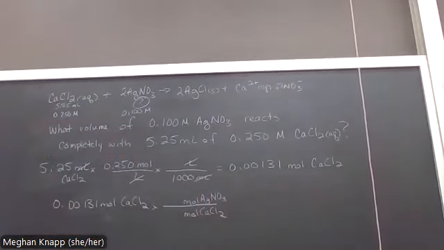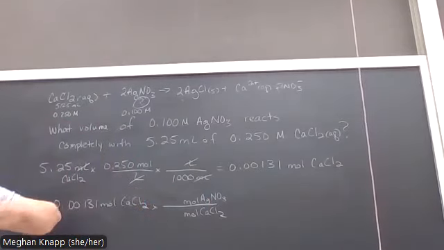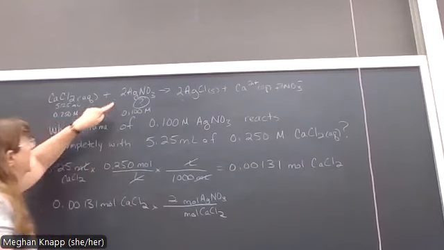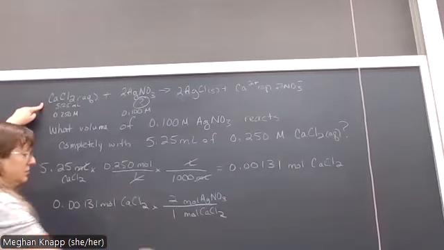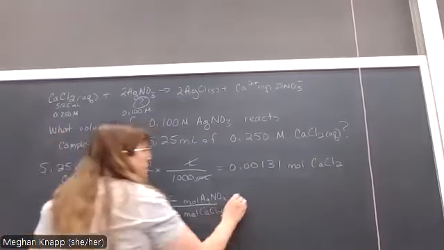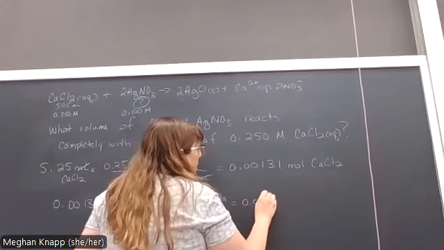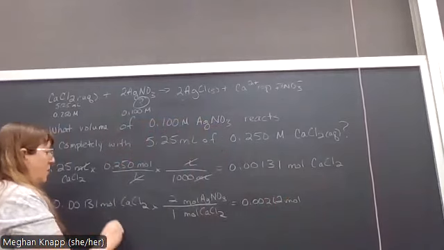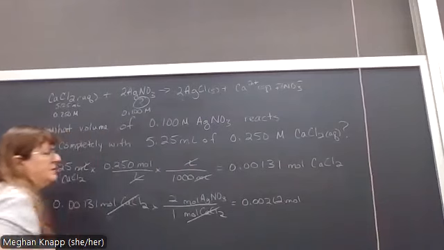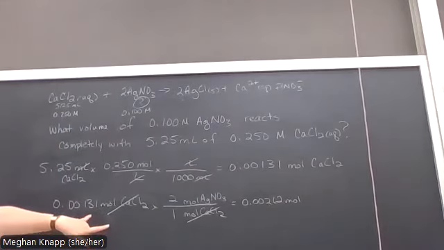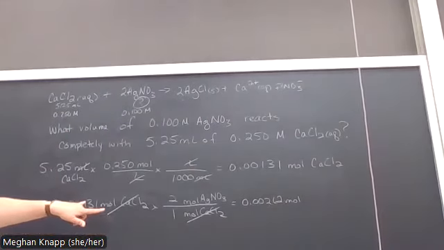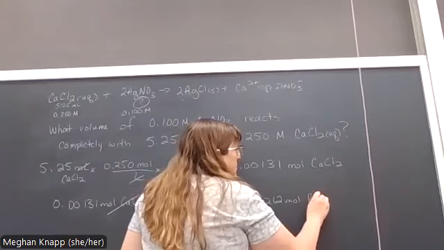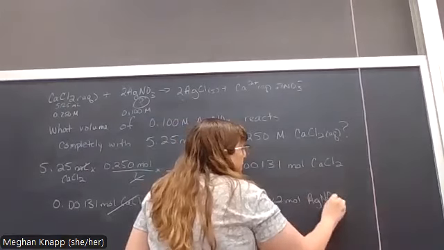Okay, and then what number goes on the top? 2, because that's the coefficient here. And then here I have my invisible 1. And now my moles of calcium chloride cancel out, and that's why it's important to have the chemicals there. So I know I'm no longer talking about calcium chloride. I've moved on, and I'm talking about silver nitrate.